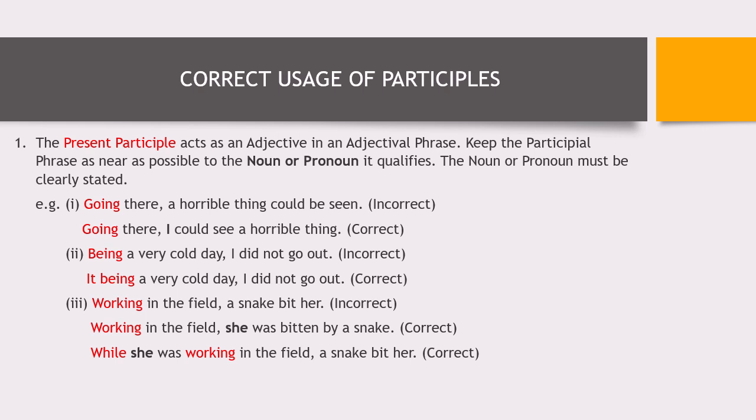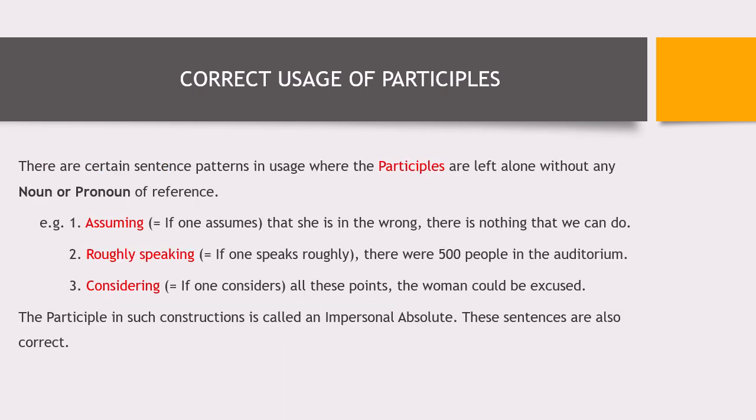Correct. 3. Working in the field, a snake bit her. Incorrect. Working in the field, she was bitten by a snake. Correct. While she was working in the field, a snake bit her. Correct usage of participles.